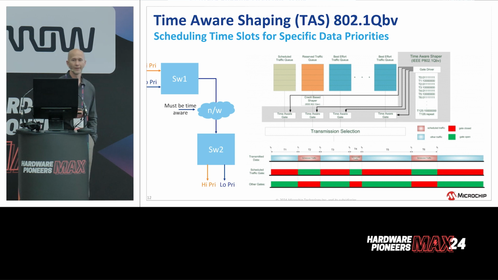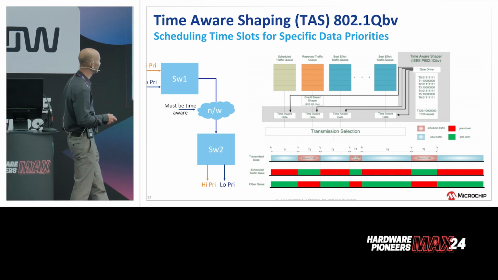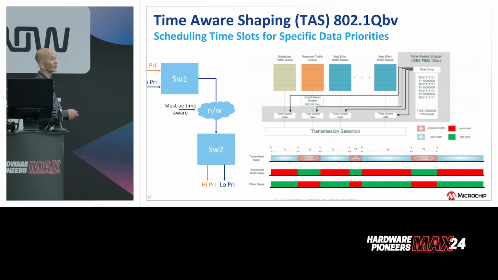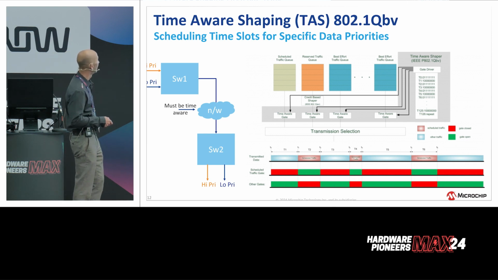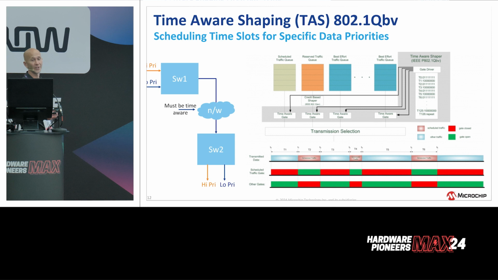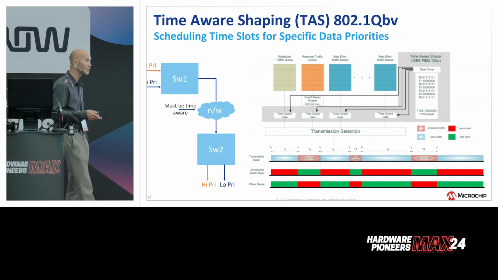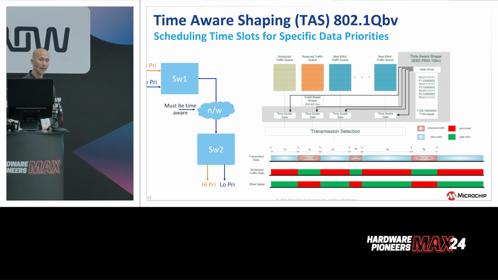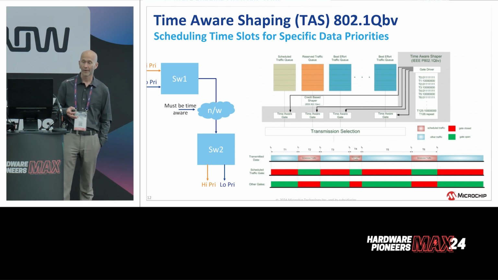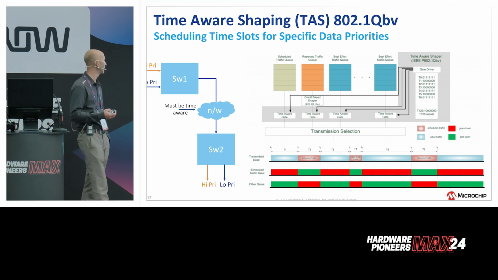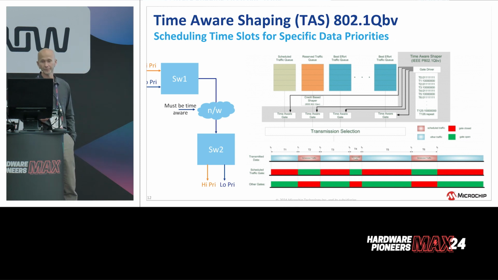Good. So time-aware shaping. This is another advanced feature of switches that are used in industry. It's all about scheduling time slots for specific data types. You may have two sets of data coming into a switch, high priority and low priority. The network in the middle there must be time-aware. And then at the other end, that data has to come out with high priority and low priority in the right order.